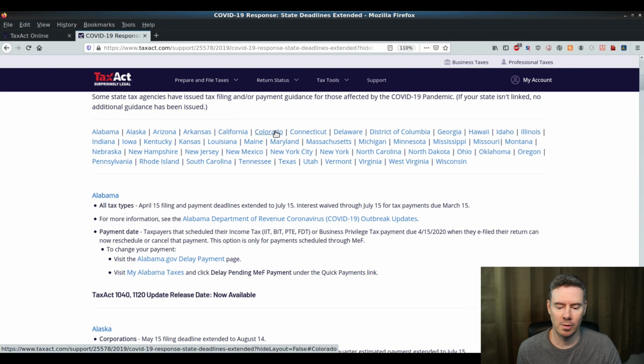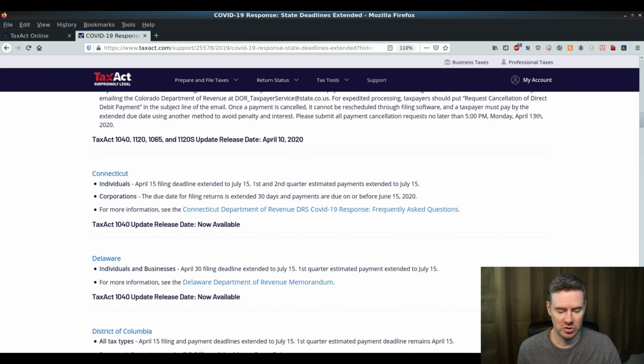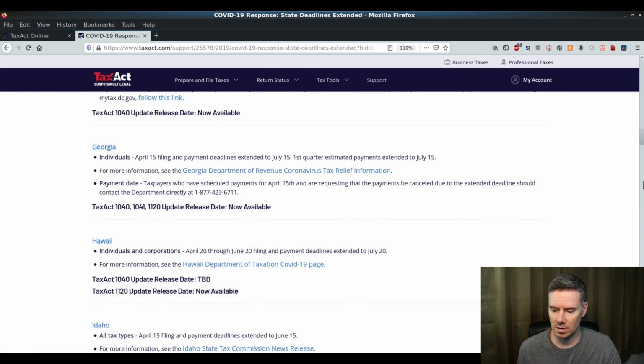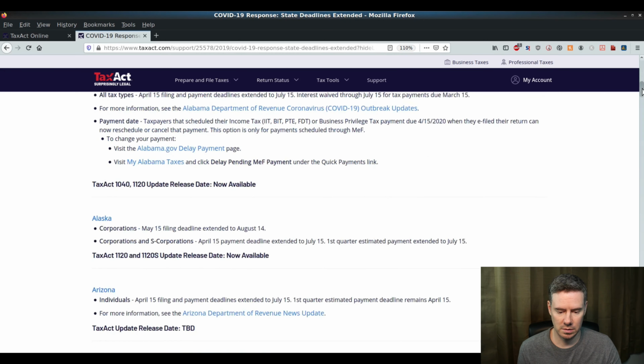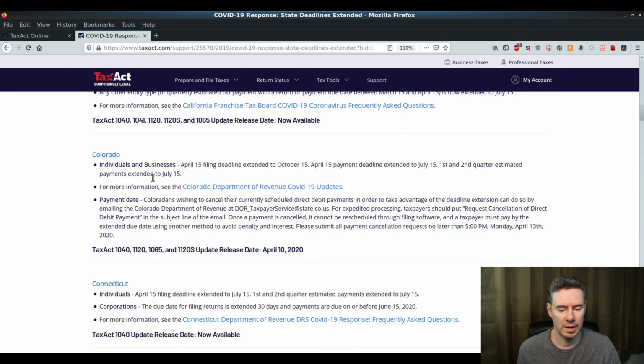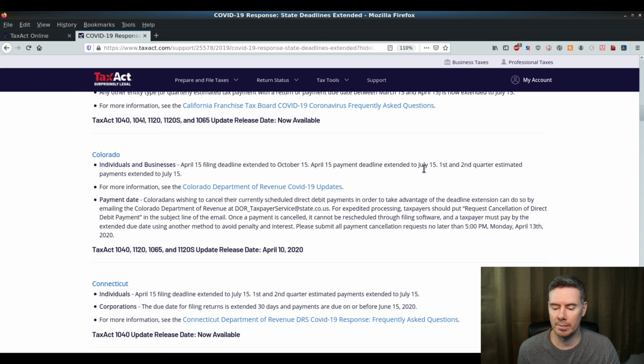I'm in Colorado, so let's look at that real quick, just to give you an idea of the changes all these different states have. Let's scroll down to Colorado here. Individuals and businesses, April 15th filing deadline is extended to October 15th. Okay, that's great. April 15th payment deadline extended to July 15th. So that's interesting. Individuals and businesses got the filing extended, but you still have to make the payment by July 15th, is how I'm reading that.